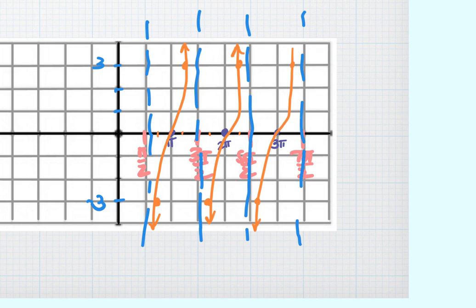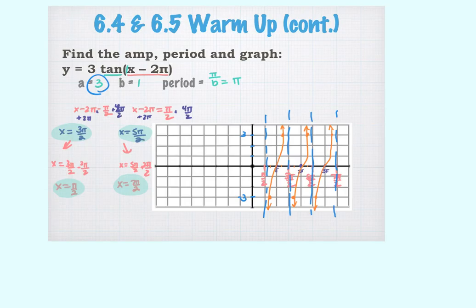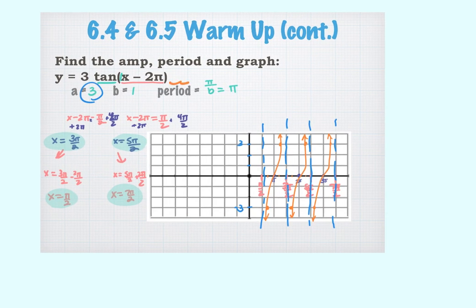If it was a negative tangent, we'd flip it the other direction, upside down. And if there was a vertical shift here, we would take everything and shift it up or down at the end.